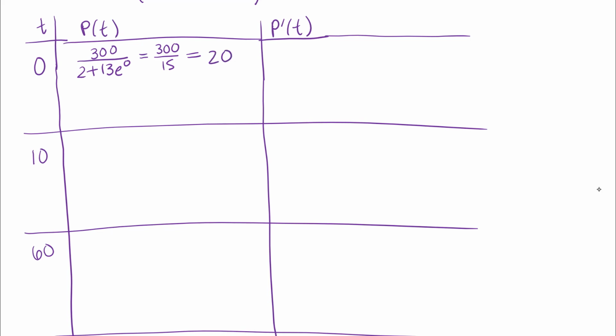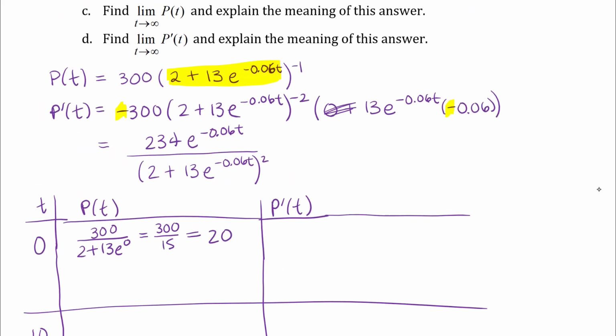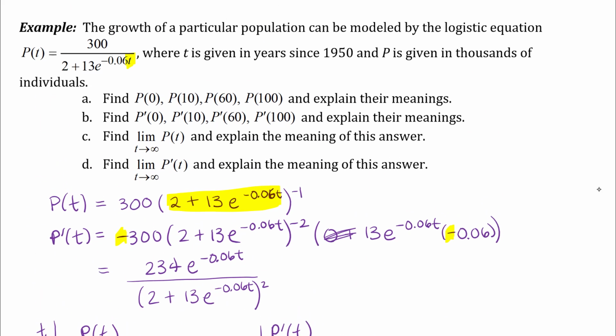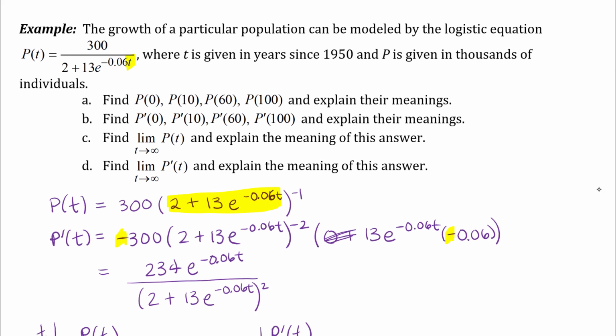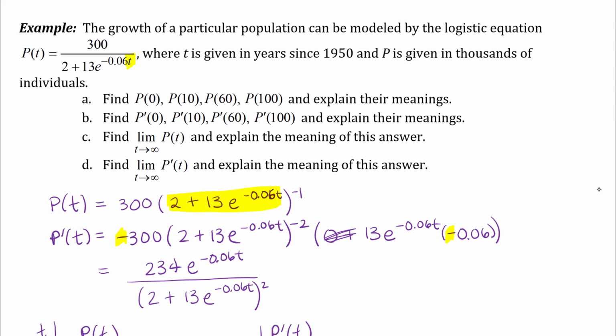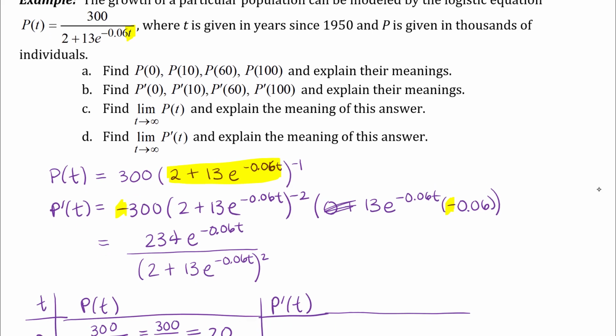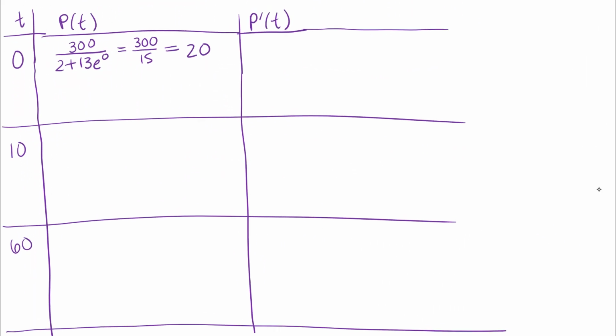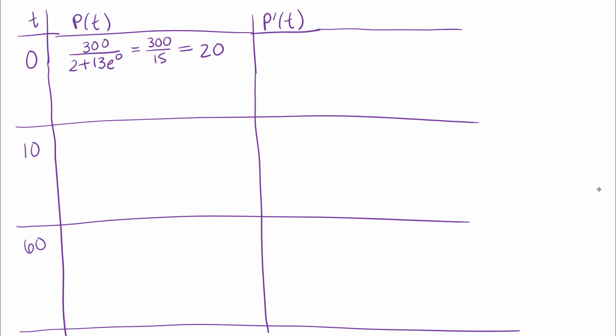Alright, so remembering what it said in the original problem, our population P is given in thousands of individuals, and T is given in years since 1950. So the interpretation of what this number means is that when t equals 0, or in 1950, the population was 20,000 individuals.